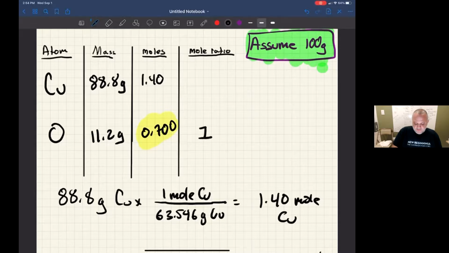So 0.700 divided by 0.700 is 1. 1.4 divided by 0.7, well, that's 2. So now I have the empirical formula in its lowest whole number ratio of moles. So the empirical formula is Cu2O. And that's it for this problem.